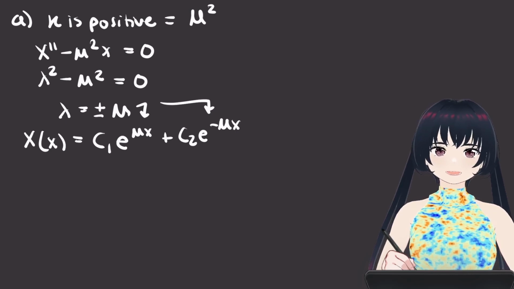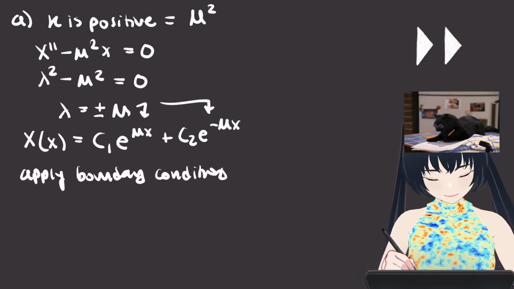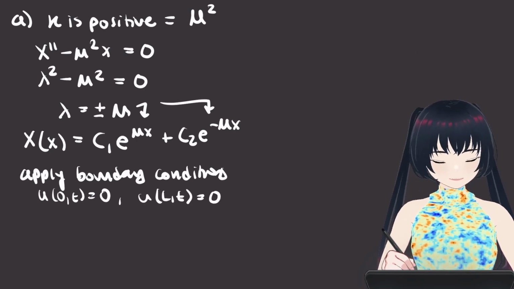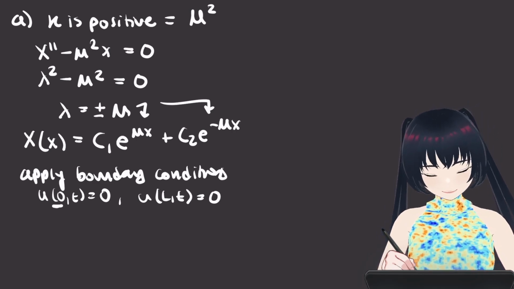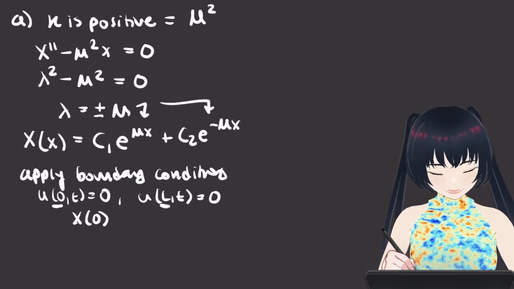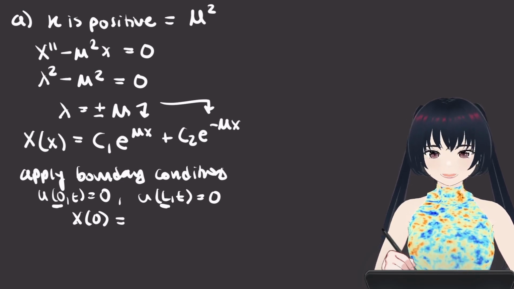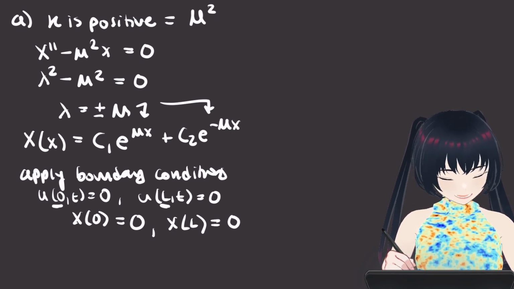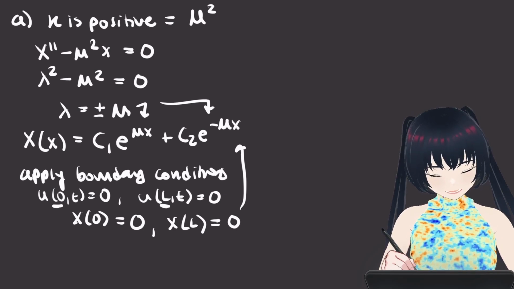Well, what we have to do is apply the boundary conditions. At the start, I said that u of 0, t is equal to 0 and u of L, t is equal to 0. This is important because these are only dependent on x. So we can actually translate this into X of 0. So the solution to the wave equation at position x is equal to 0 is 0. And X of L is equal to 0. And what we do is now we plug that into this equation and see what we get.